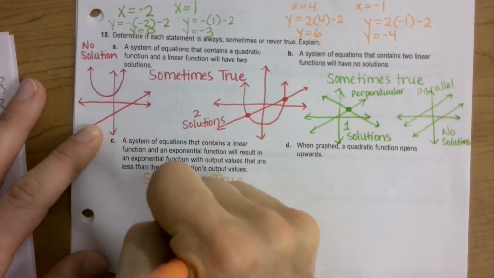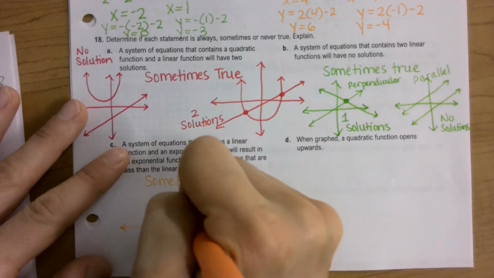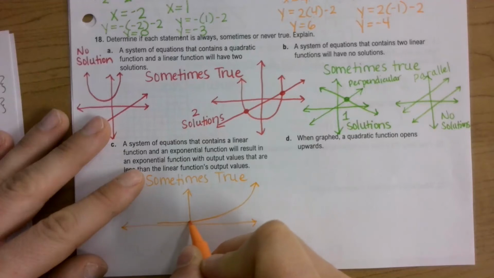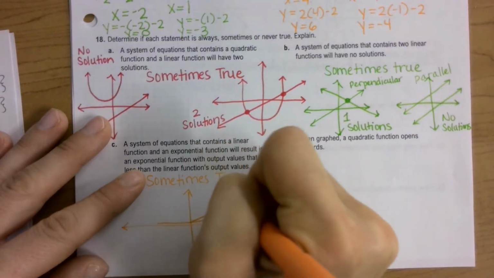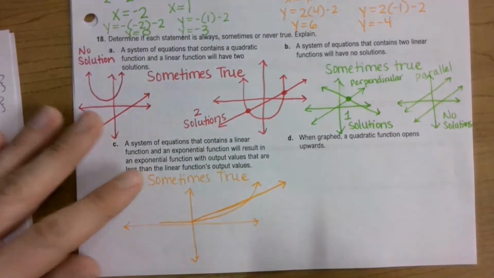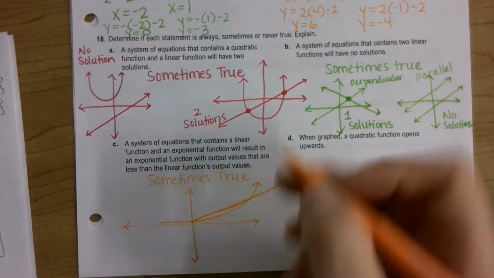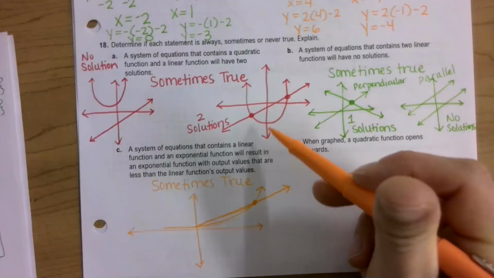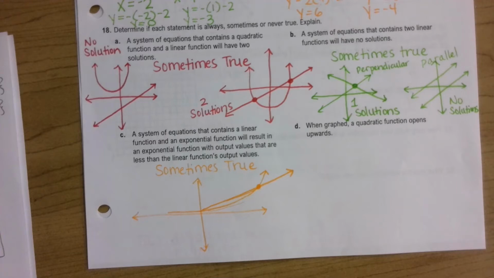Because if we also draw a graph and we show how at first it's that gradual start, and then if I have a linear function that starts at the same point, at first that J-shaped exponential function will be less, but then at this point it's the same, and then it's always going to be much greater because it's going to exponentially grow at a very fast rate. So sometimes true because at first it will be less.